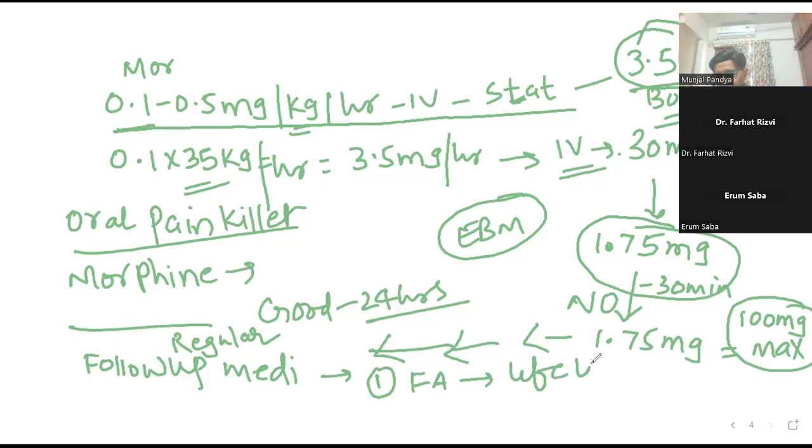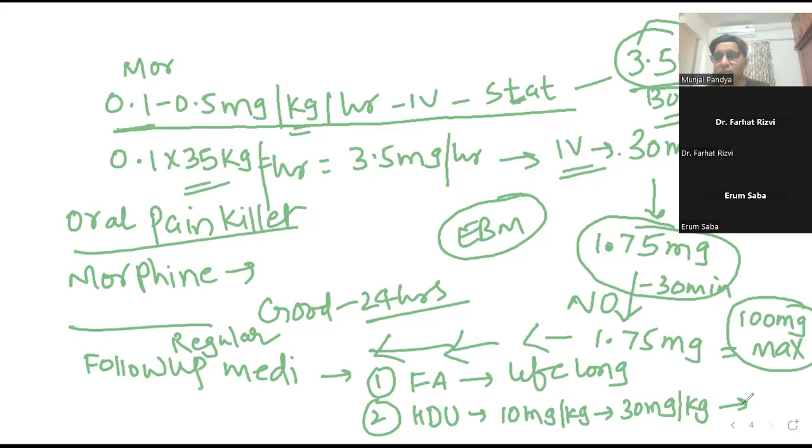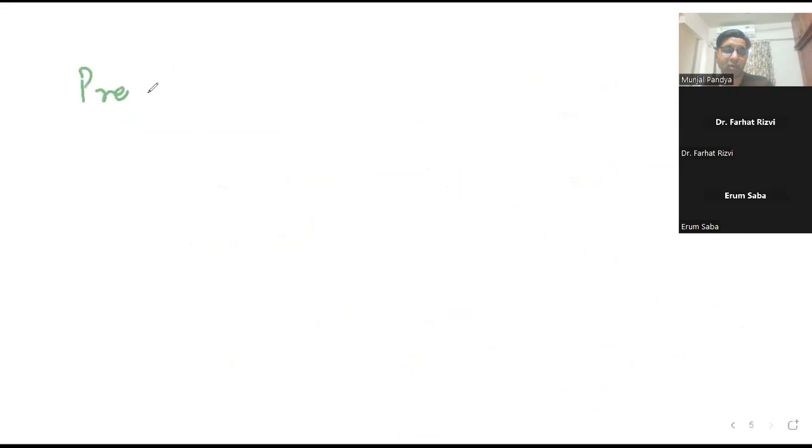Number two, as she told, hydroxyurea. This hydroxyurea is 10 milligram per kilogram. You can start it and increase up to 30 milligram per kilogram if no response. This drug will have absolutely no effect on the acute crisis. When there is an acute crisis, absolutely no response. This medicine is only important for the prevention of relapse. Got it? Prevention of relapse.